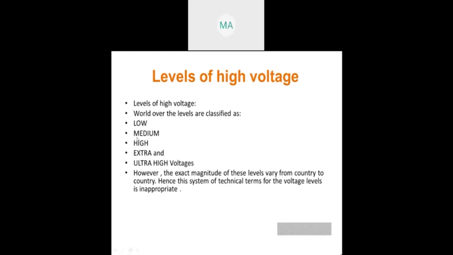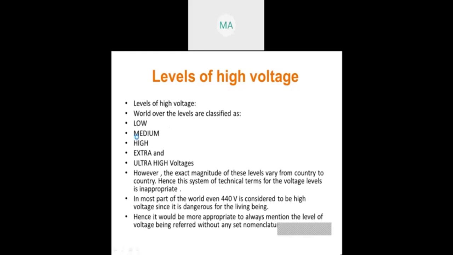Here we mainly consider the high voltage. Mostly we use 440 volts, which is considered in the high voltage range. Then there are extra high voltages. So let us check the voltage levels for consumers, for domestic applications and industrial applications.